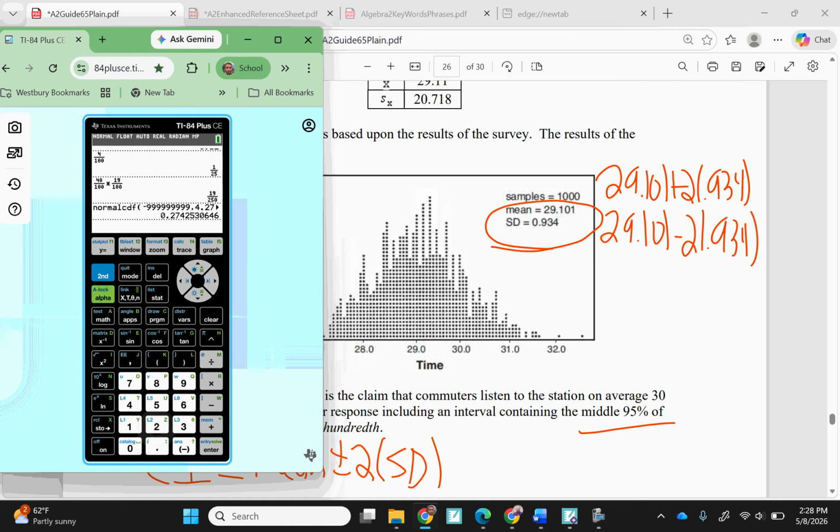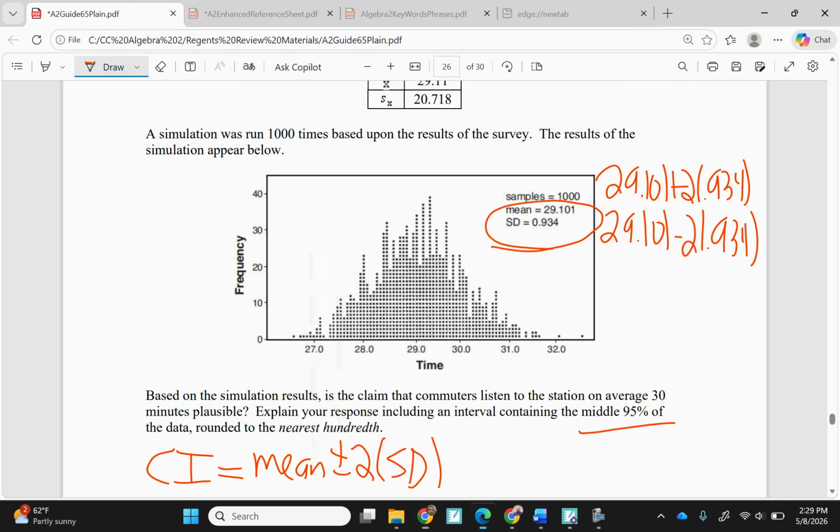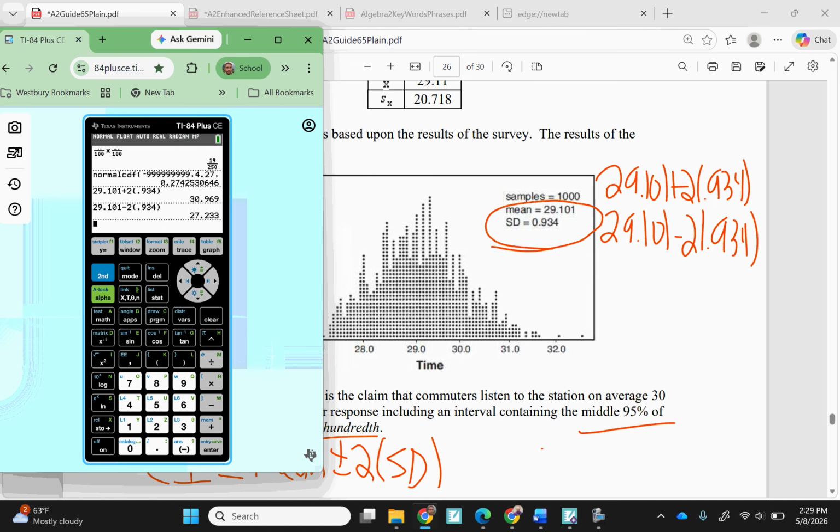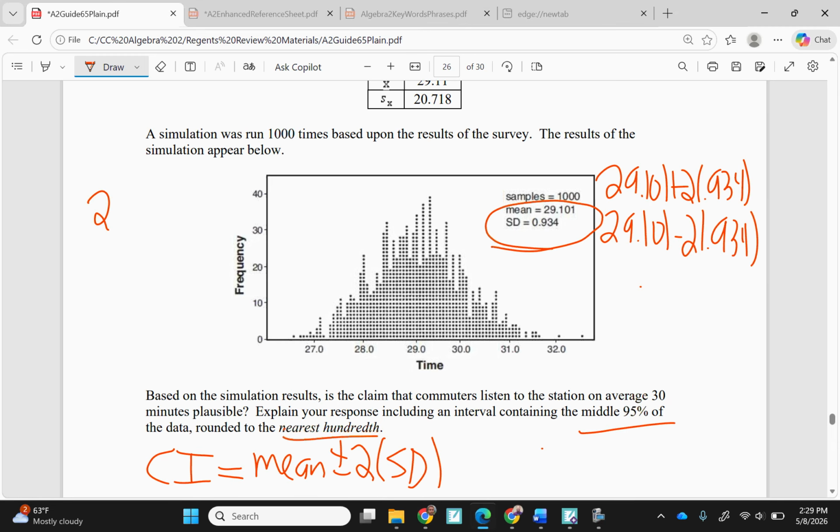I got 29.101 plus 2 times 0.934. And I'm going to copy and paste it and do minus. Be real careful with rounding. They often tell you to round to something. It says to round to the nearest hundredth. So my confidence interval is always smaller to larger. To the nearest hundredth, 27.23 to 30.97.